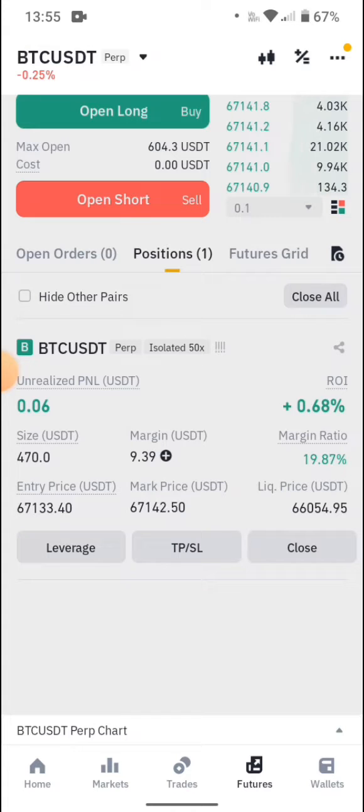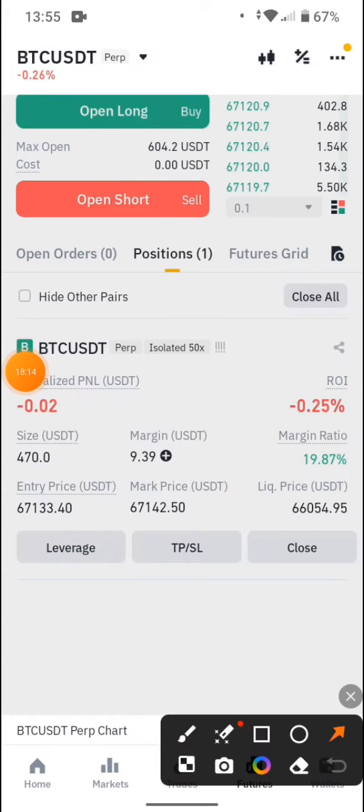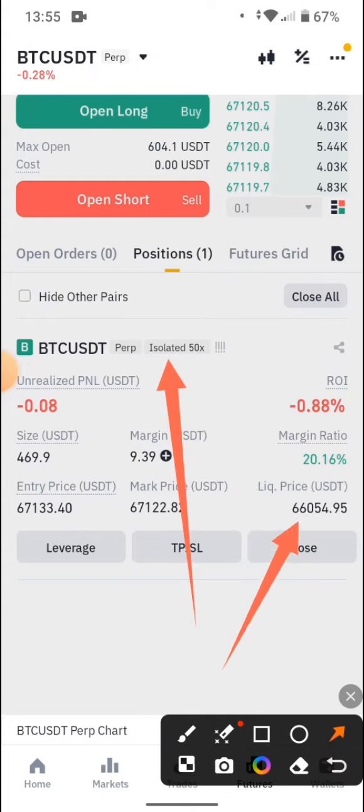This is isolated. But if we use cross, cross basically means if the Bitcoin price reaches your liquidation price, 66054.95, you are going to lose your entire account, which means the entire 22 USDT you have in your account. That's why I mentioned from the beginning that it is good to use isolated instead of cross margin as a beginner.